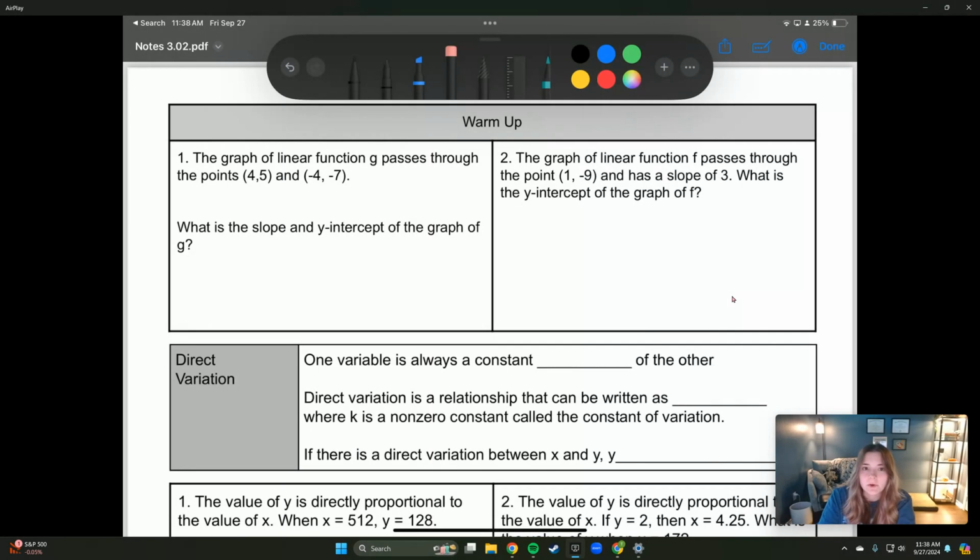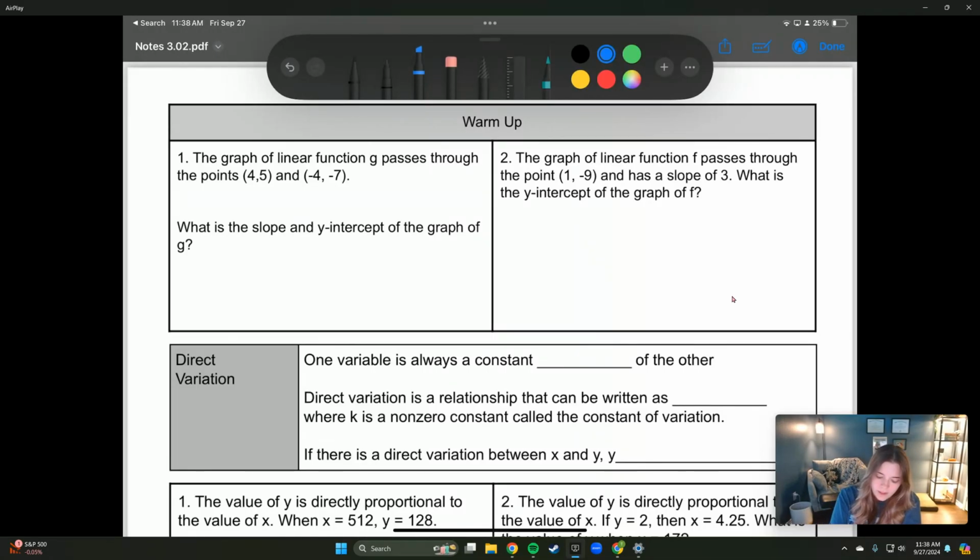Alright friends, we're going to talk about notes 3.02. You are going to put these in your Algebra 1 folder. Make sure you're following along. I put the copy of each set of notes in your WAG for the week, so that is where you will find your own copy if you would like to do that. If you want to do it on scratch paper, that's also totally fine.